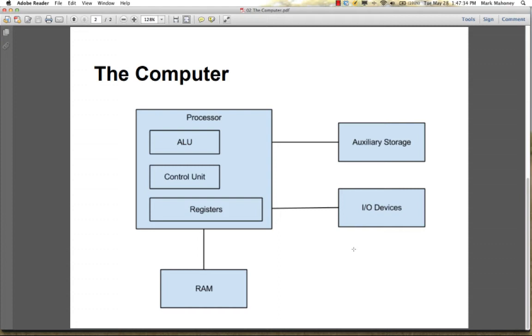The differences between RAM and a hard drive are speed, so the amount of time it takes to access the data; the cost, by which I mean the cost per bit or per byte for the storage; and the volatility, whether the data is persistent or not. So when the power goes off, does the data go away or does it stay?